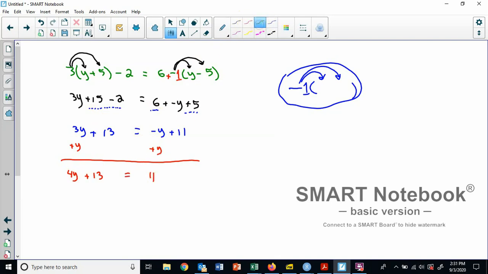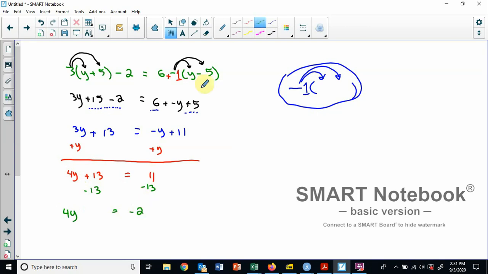Finally I can solve. That's what I've been working towards. Is y by itself? No, I have 4 and I have 13. Which one do I need to get rid of first? Plus 13. So let's subtract 13 from both sides. 4y will equal, that's going to be what? Negative 2.